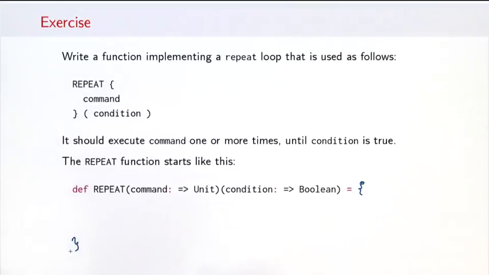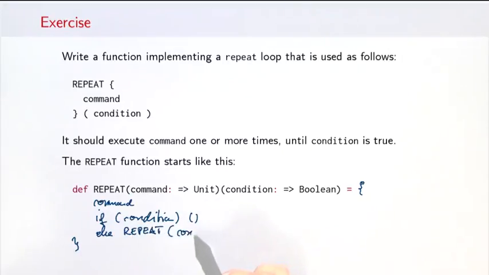So repeat, we said, should always execute command first. And then if the condition is true, it should stop, and otherwise it should do a recursive call with the same command and the same condition.